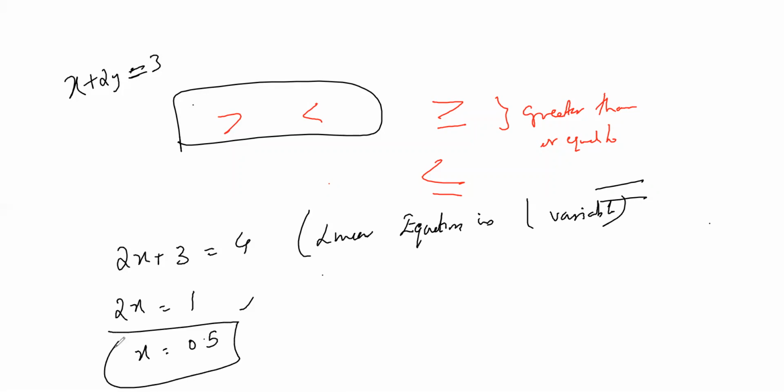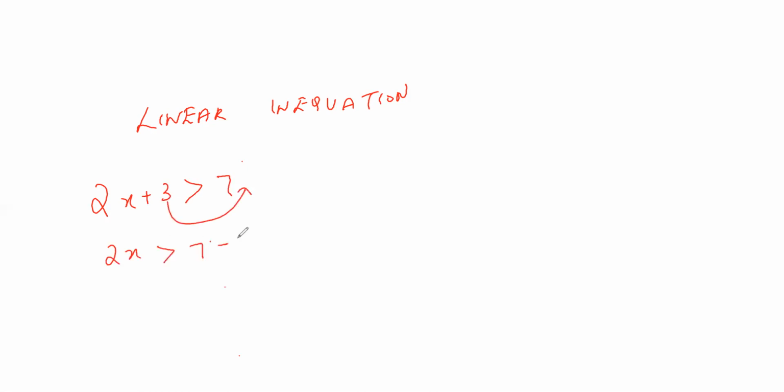But if you're writing this in linear inequation, 2x plus 3 greater than 7. So what is it? 2x. This 3 will go this side, will become greater than 7 minus 3. 2x greater than 4. So x greater than what? 2. Okay. So like that, so on. So this is the same thing. This implies this. So all of these things are same.